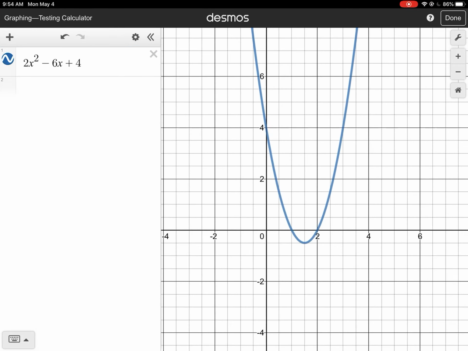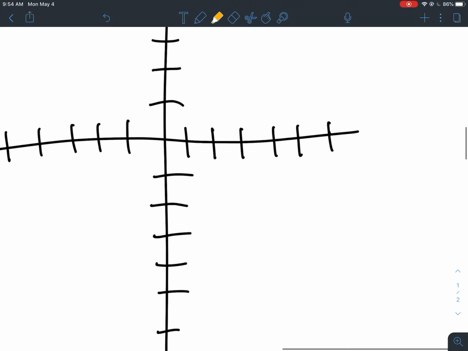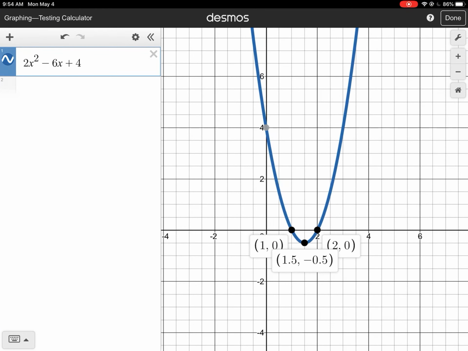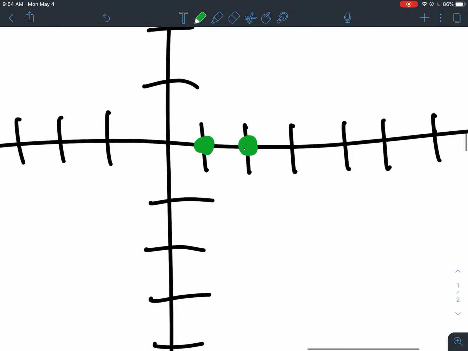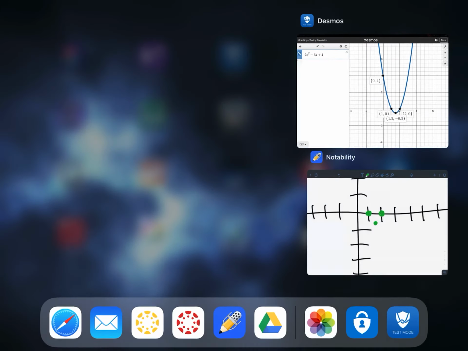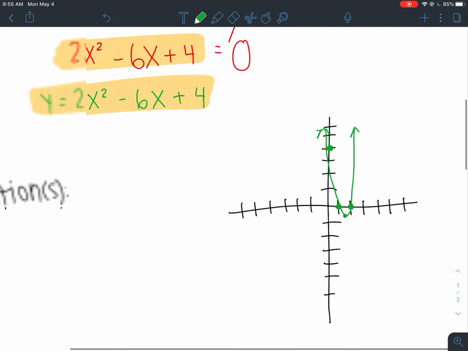Now, here I can see that I have 2 x-intercepts. It crosses the x-axis at 2 points, at 1, 0, and at 2, 0. So this is solving by graphing, so you do have to actually plot these. So 1, 0, and 2, 0. And then it looks like my vertex is at 1.5, -0.5, so it'll be like here, okay? And then my y-intercept is at 0, 4. So again, if you tap on the graph, it'll highlight all the important points that you can graph, but this is our quadratic here. So I've graphed it.